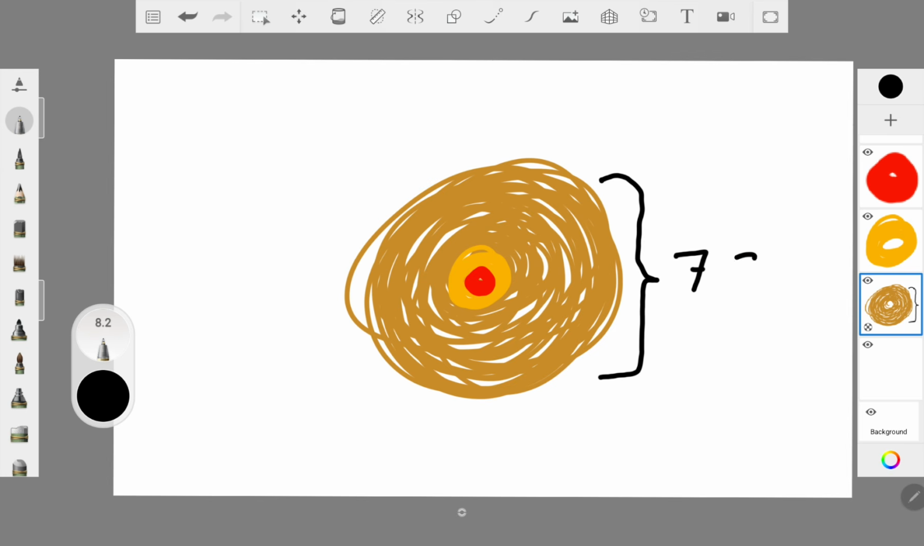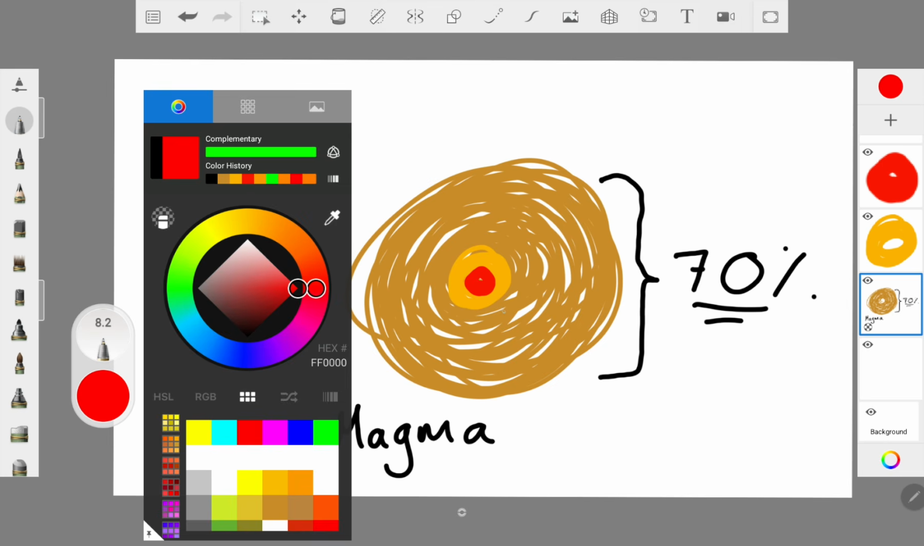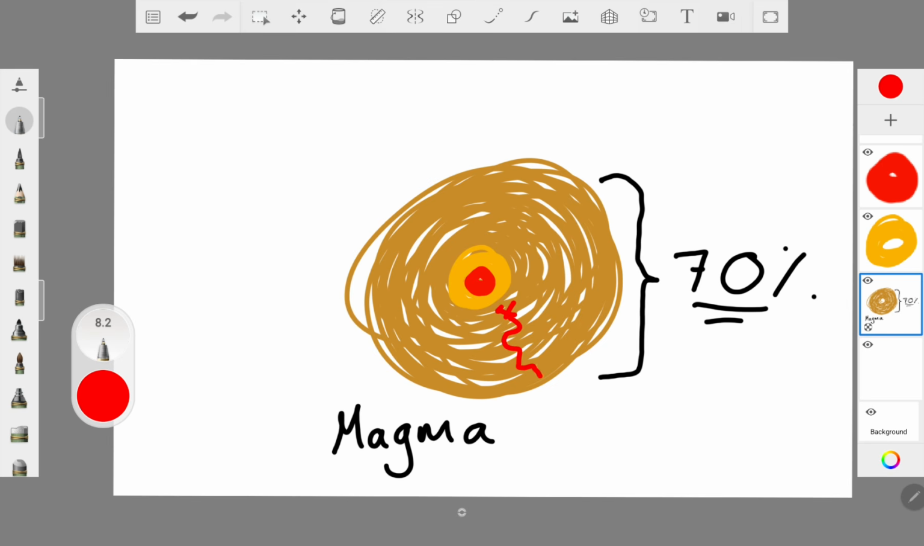Good. It's about 70% of the Earth's mass. It's the largest part of our planet. And the mantle is formed from molten rock, which we refer to as, that's right, magma. Sometimes this magma manages to find its way up to the surface when it erupts out of volcanoes. At that point, the magma changes composition, and we refer to it as, good, lava.